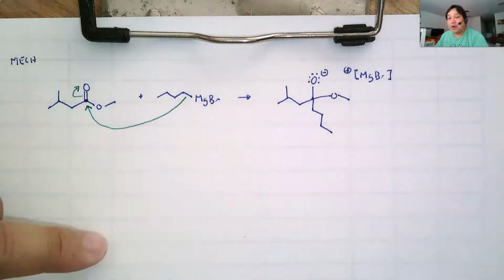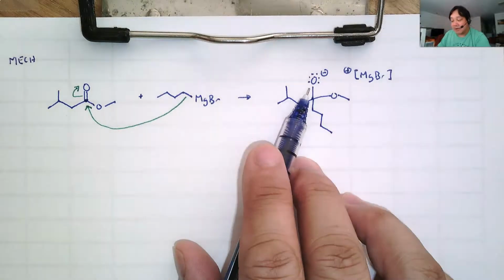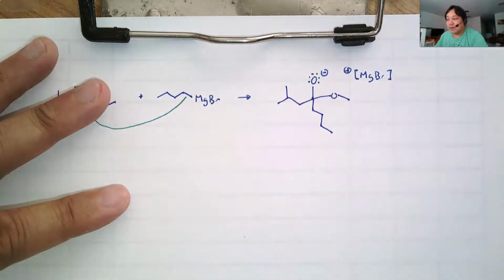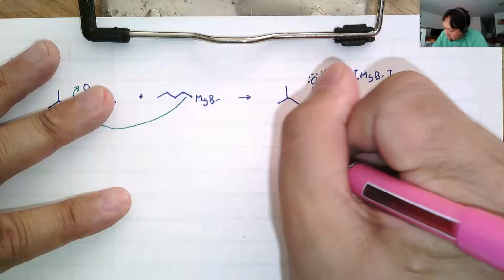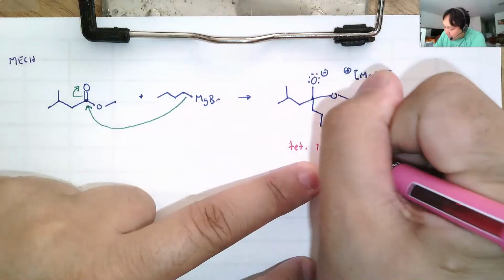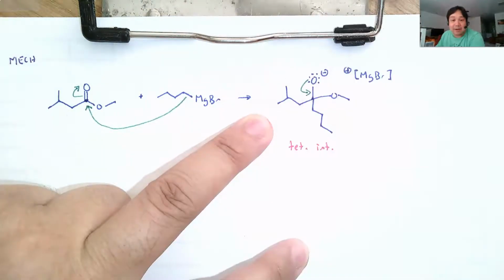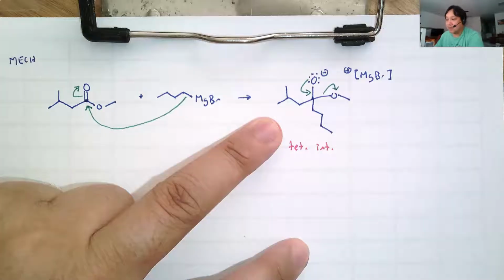Now, normally with a Grignard reaction, you would just protonate this oxygen and you're done. You get an alcohol. But what do we do usually? After the tetrahedral intermediate, you collapse this lone pair to make the double bond again, and you kick out the leaving group. We've done that. I mean, we did that with saponification, right?